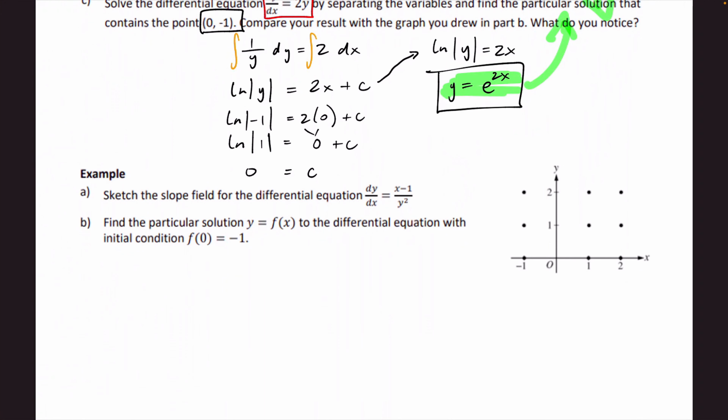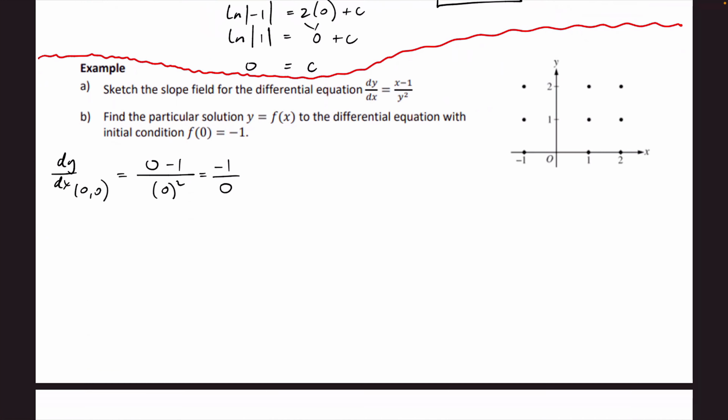Look for patterns when you're doing a direction or slope field, because it'll cut down on the work. 0, 1, so it's 0. 1, 0, so flat. That's a 1. What does an undefined slope look like? Vertical line. So like for 0, 0, I got one. It just looks like a vertical line.